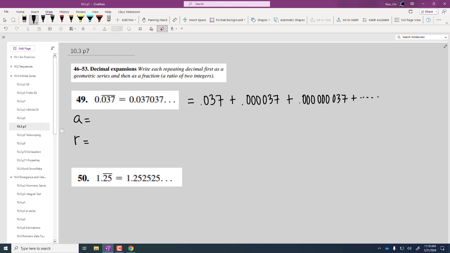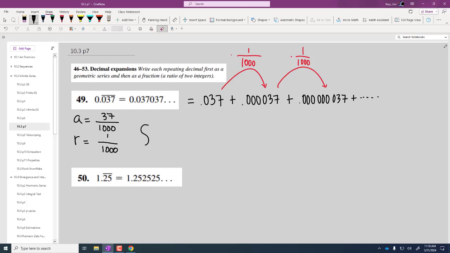A is the first. Do you agree, first off, that it's geometric? Yep. What is the A value? 0.7. Yep, it's the first term. I'm going to write that as 37 over 1,000. That's the first term. And now the common ratio is whatever we did to get from the first term to the second or the second to the third. We multiply by 1 over 1,000. That's our common ratio. So that is R, 1 over 1,000.